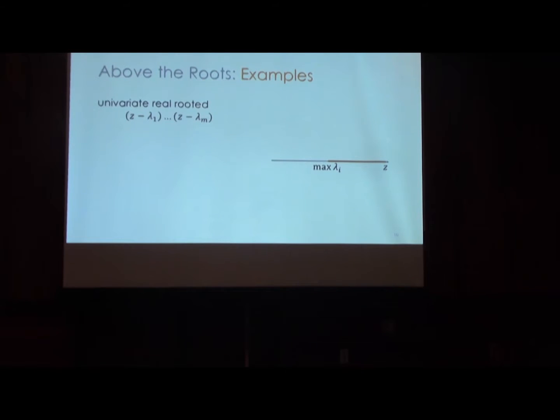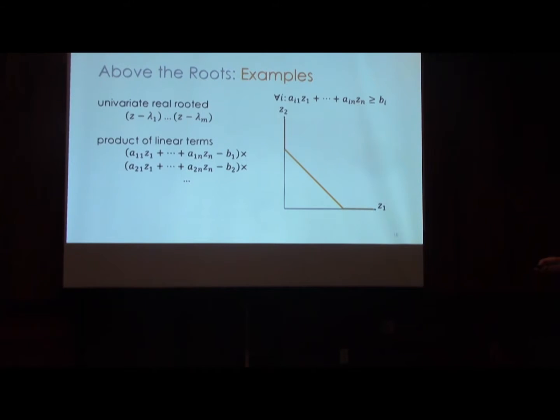So let's look at this region in the particular examples of real stable polynomials that we've gone over. For a univariate real rooted polynomial, this region is just going to be a half line. Right? It's going to be above the maximum root. For a polynomial which is a product of linear terms, this is going to be the intersection of a bunch of half planes defined by these linear terms.